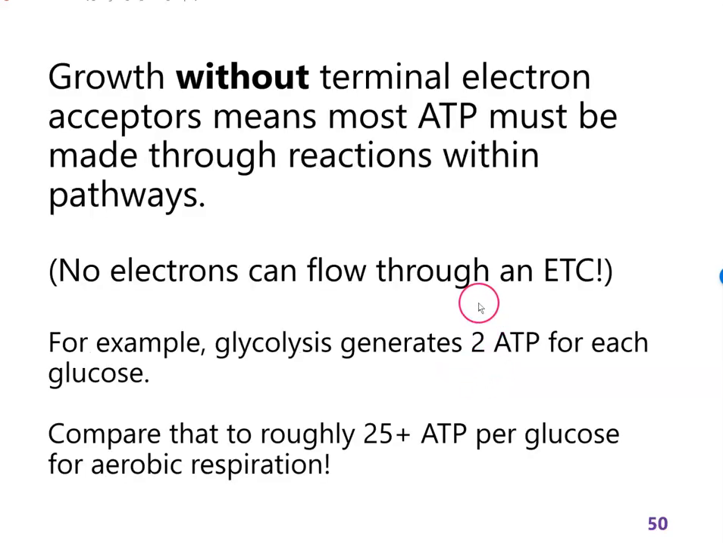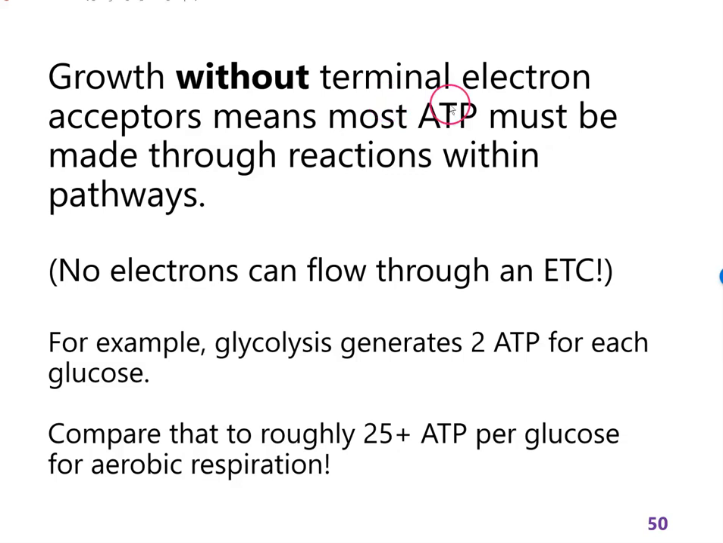So we're going to look at one more form of energy generation, that's fermentation, and then we're going to put them all together and see how they all work together. Fermentation is something you should be familiar with because muscle cells do it when they can't get oxygen. Anytime there's no terminal electron acceptor, ATP can't be made using the electron transport chain or the proton gradient. So ATP must be made some other way.